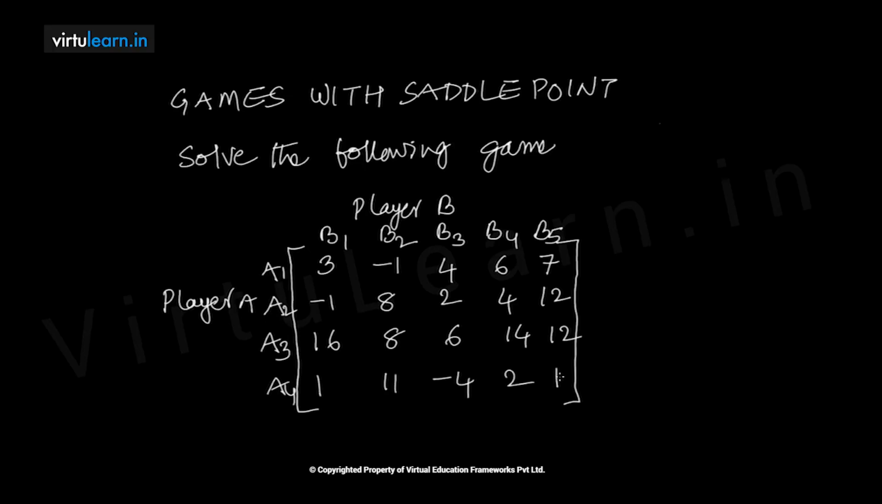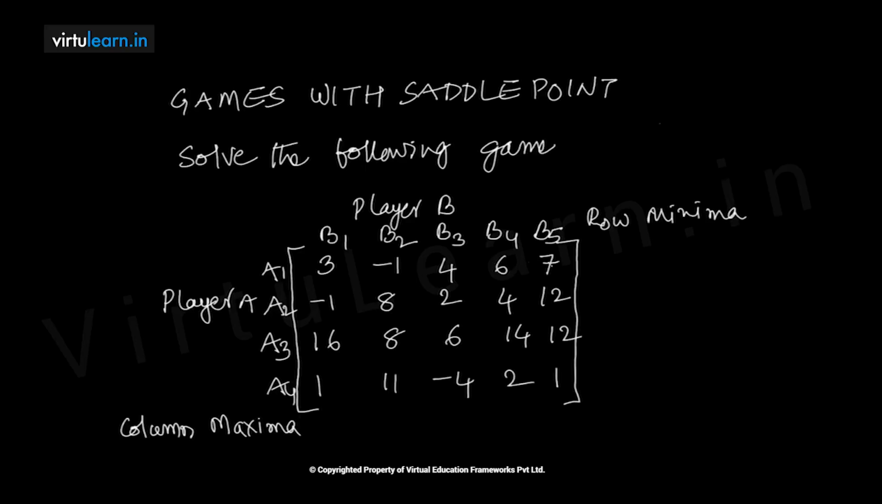The numbers which are displayed in the matrix or table are the gains to player A and losses to player B. To solve this problem, the first step is to write down row minima. After writing down row minima, we have to write column maxima. Row minima is the least value in each row. That means the least value of player A's strategies for each of those strategies.